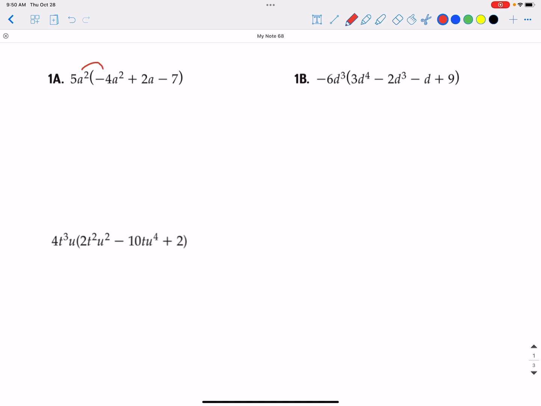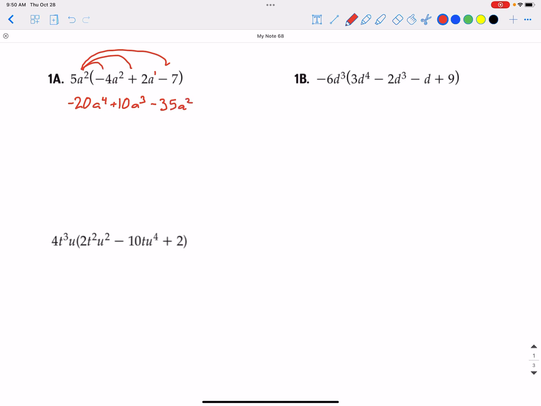5a squared minus 4, times negative 4a squared is negative 20a to the fourth. 5a squared times 2a will be 10a to the third power. Remember, there is a 1 there, so 2 plus 1 is 3 when we add the exponents. Then 5a squared times negative 7, that's a positive times a negative, so that'll be negative 35a squared.